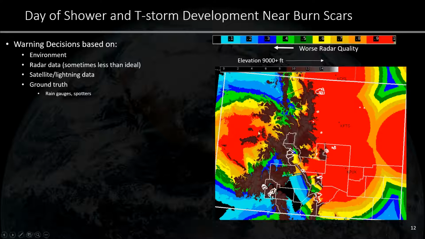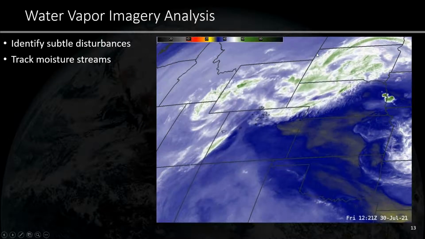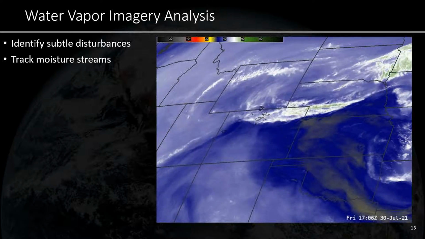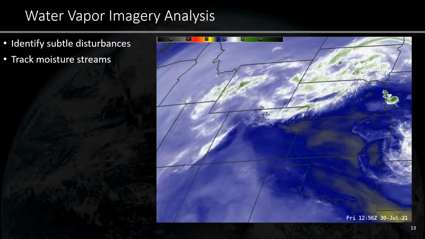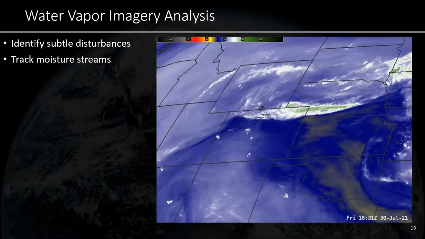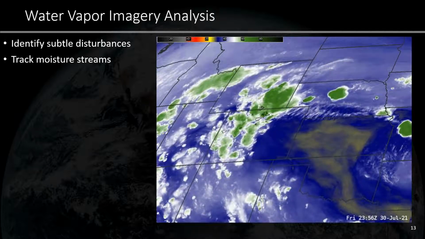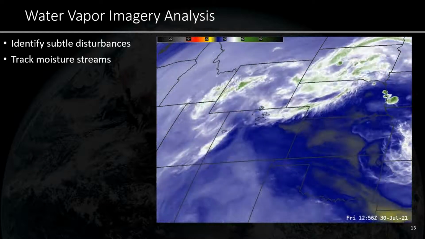You can see that from this map just over Colorado. Many of our burn scars have very poor radar coverage, so you have to rely on what you can get from radar, but also rely a little more on your satellite and lightning data, as well as ground truth, including rain gauges, spotters, etc. So starting off maybe early in the day, I'm just going to cover some of the, I think, most important items to focus on for burn scar flash flood days from satellite, as identified by me from my experience as a forecaster, but also the other forecasters across Colorado that contributed.